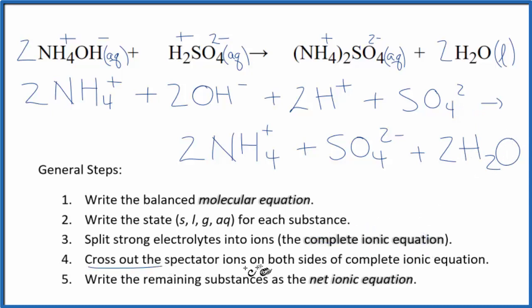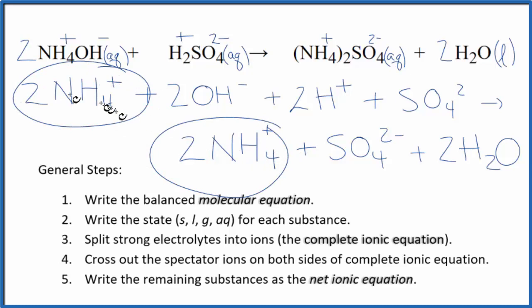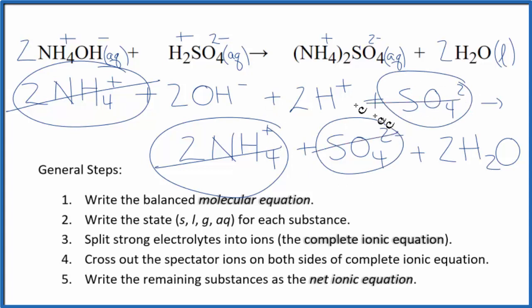Now we can cross out the spectator ions, which are on both sides of that complete ionic equation. They haven't changed, so we're not really interested in them. As I look in the reactants, I see I have 2 ammonium ions here, and in the products, I have 2 ammonium ions. Cross them out. I have a sulfate ion, and then in the product, sulfate. Cross it out. And what remains is the net ionic equation for NH4OH plus H2SO4.